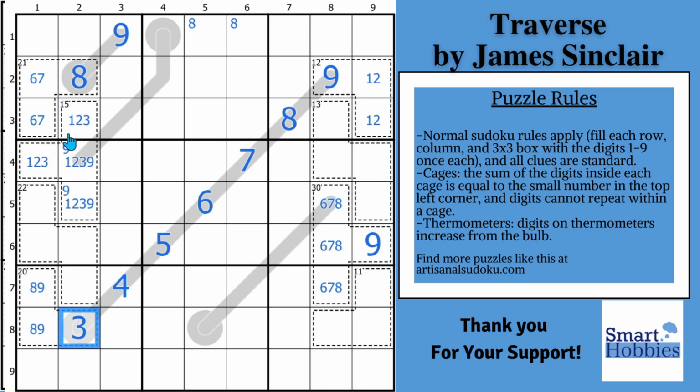And since this is a 3, you can get rid of all these 3s and solve this cell for a 3. But we can do a little bit further, right? This is the tip of a thermometer. So it can't be a 1 or a 2 because you don't have enough digits below 1 or 2. So this now actually has to be your 9.